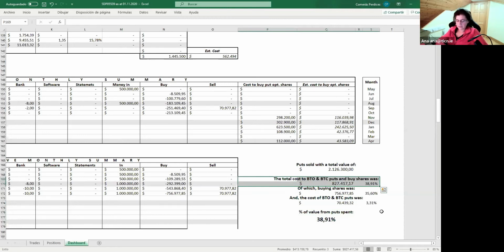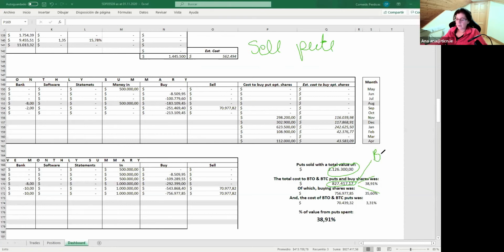First, we sell something. We sell the puts. Let me write it here. We sell puts because it's the bulk. We sell puts for this value. And then out of this value, how much do we actually spend or invest? Well, in total, 827. And we split this in different parts.